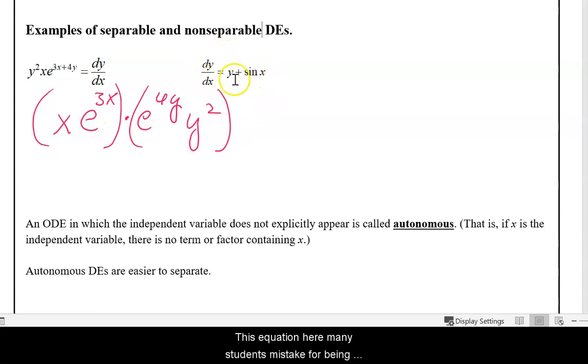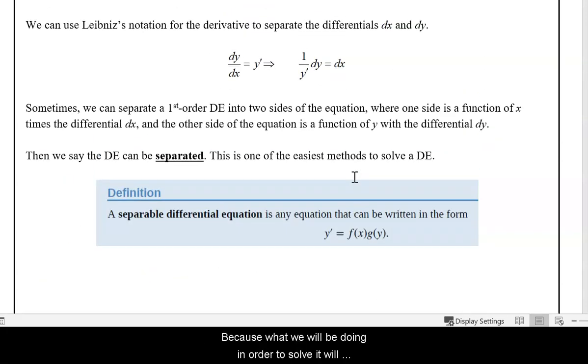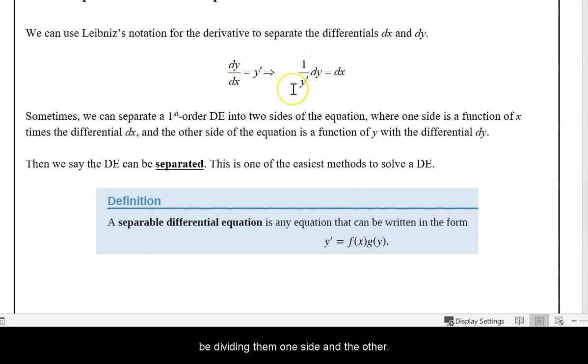This equation here, many students mistake for being separable because clearly the function of x, which is sine x, and the function of y, which is simply y itself, are already separated. And indeed they are separated, but they're separated by addition and not multiplication. Recall that your definition of separable means that the two functions must be multiplied together, because what we will be doing in order to solve it will be dividing them one side and the other. And if we don't have multiplication, we cannot get division. And if we cannot get division, we cannot get them attached to the correct differential.